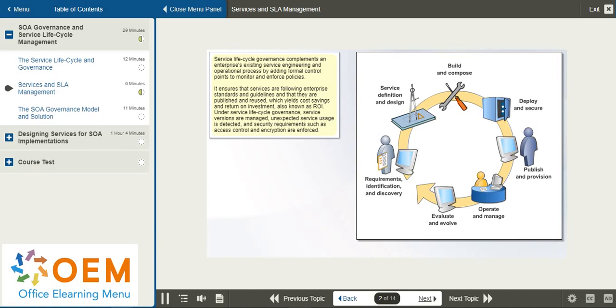Under service lifecycle governance, service versions are managed, unexpected service usage is detected, and security requirements such as access control and encryption are enforced.